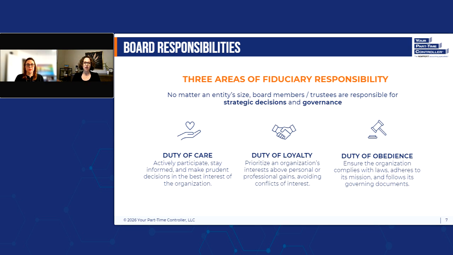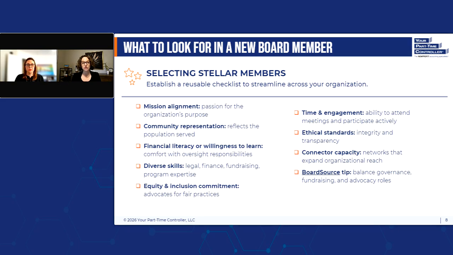So how can a nonprofit identify what skills and qualities they should look for in new board members? Well, skill set and experience are really important. Nonprofits should also think beyond resumes. Here's a checklist that you can use during your search. Start with mission alignment. Does this person care deeply about your cause? Representation does matter. Does your board reflect the community you serve?